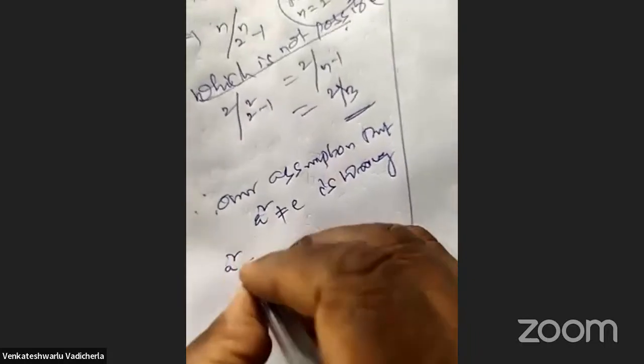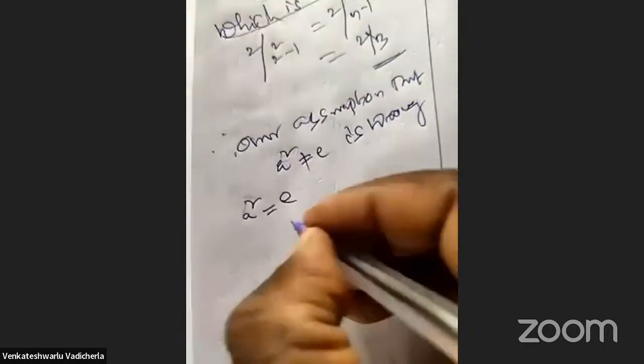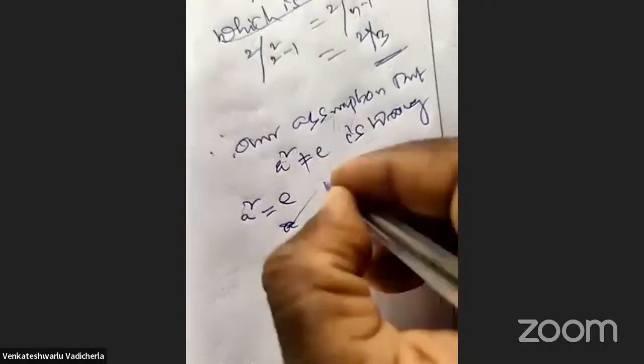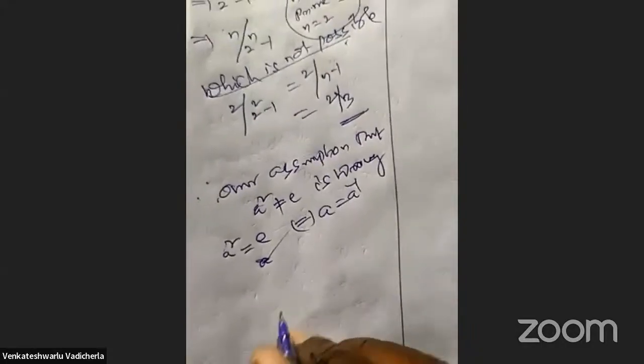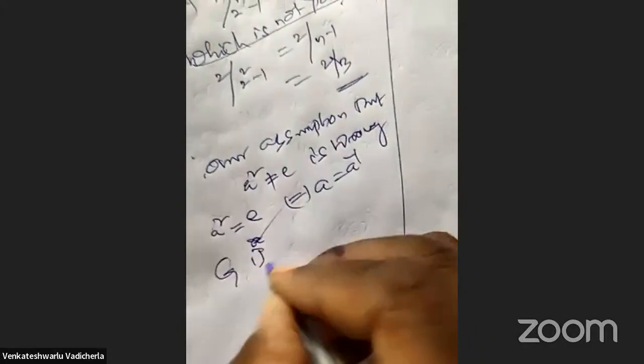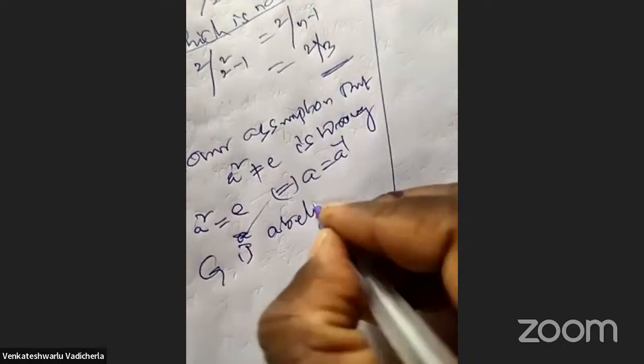100% what we need is A square equal to E. A square is equal to E means, if and only if A inverse is equal to A. So A is equal to its own inverse, and so G is an abelian group. G is already an abelian group.